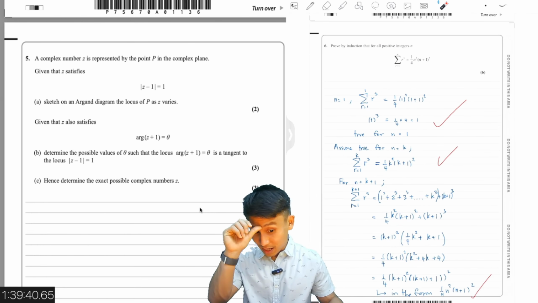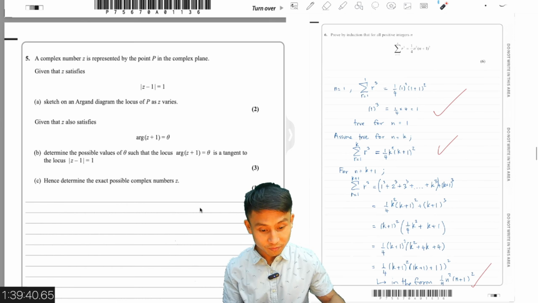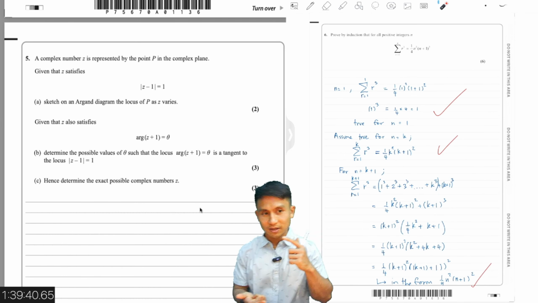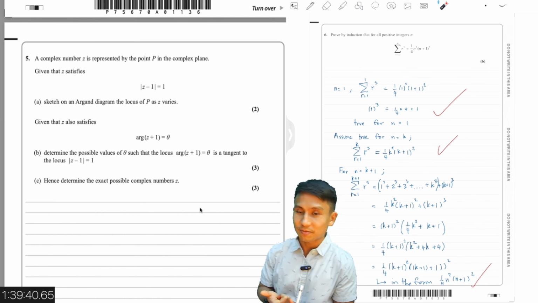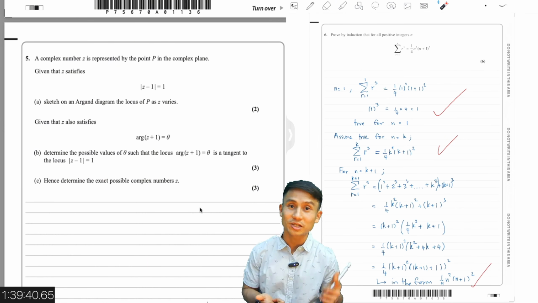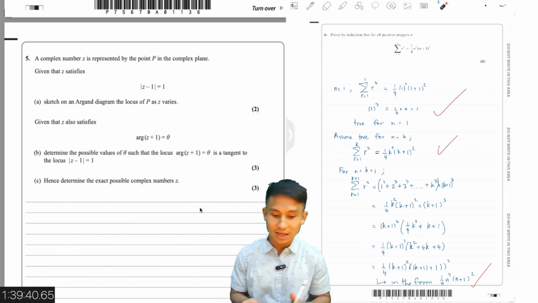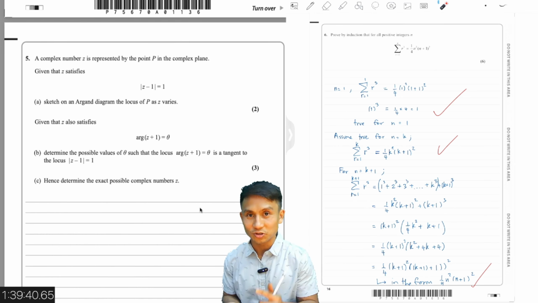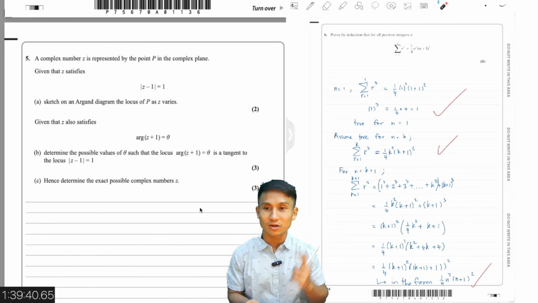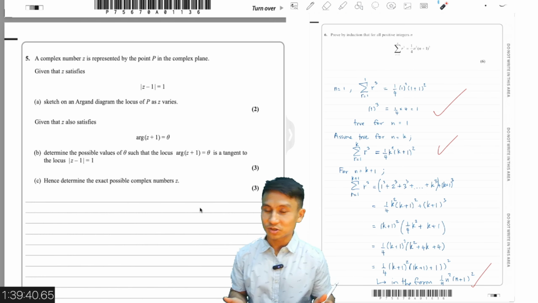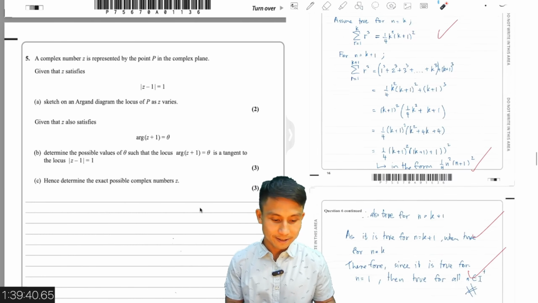Yeah, this one I think is fine, proved by induction. So make sure you include all the steps: the introductory step, the hypothesis step, assume n equals k, and then the induction step, prove that it is also true for n equals k plus 1, and the concluding step. So there are mainly 4 steps in any proof by induction question, right?